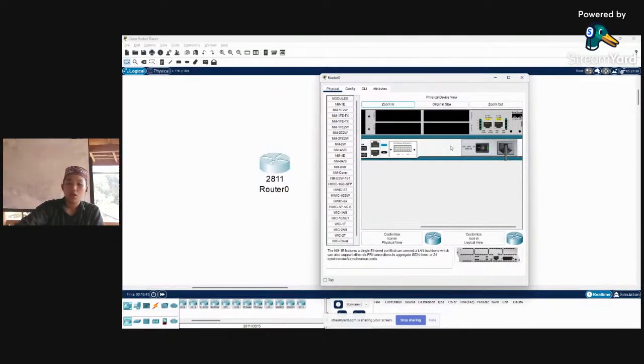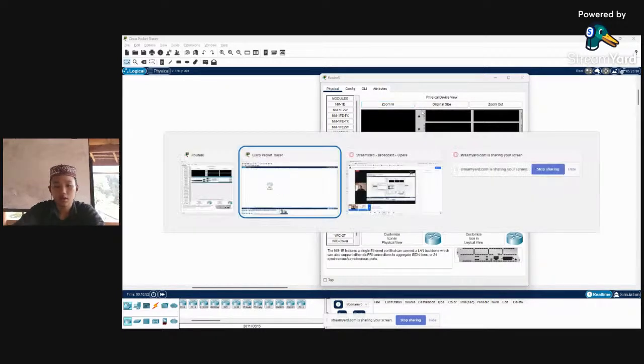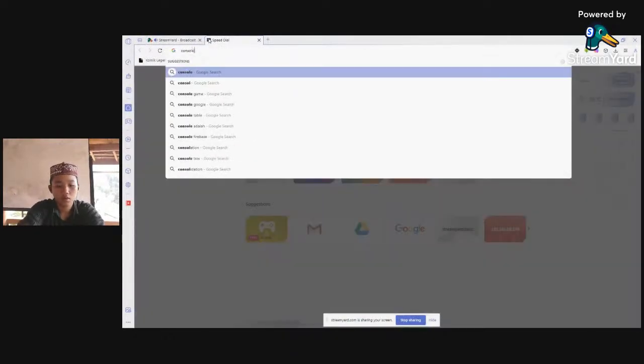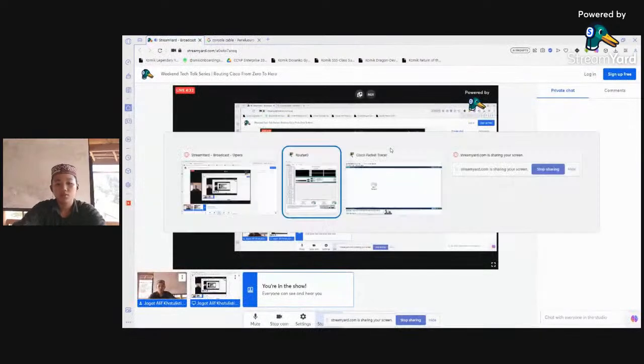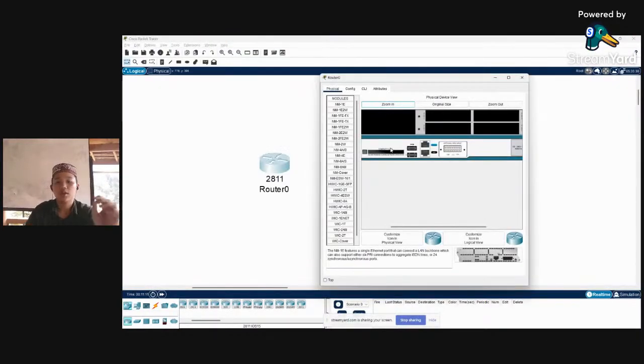First, to configure the router on a real device, we must connect from a console cable. This is the blue one. The color is blue. Let me give you an example. Is it like this? The blue one. The console cable makes sure the laptop and the router are interconnected, so your laptop can configure it.